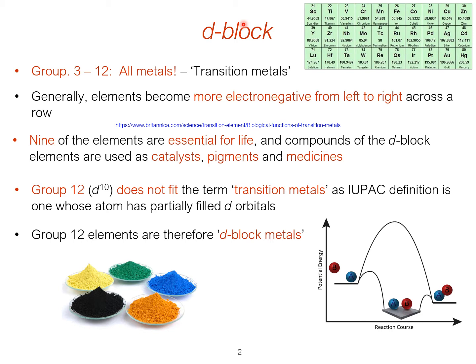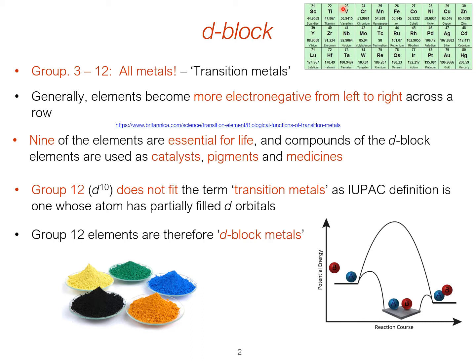They follow some of the general trends that we've already seen through the periodic table. So if we go left to right across a period, the electronegativity increases, and as we go down a group, they become less electronegative. And now I highlighted some of the uses in the previous slide as well. So 9 of the elements are essential to life. These will be in things like vitamins, and hemoglobin in your blood contains iron. And this link here is to the Encyclopedia Britannica, which highlights the biological functions of some of these transition metals.